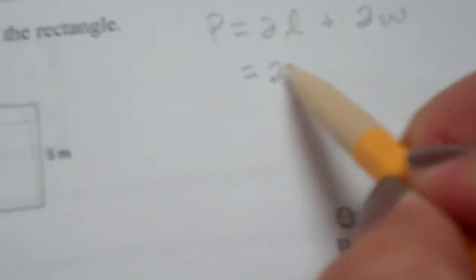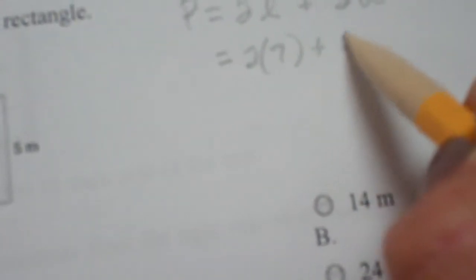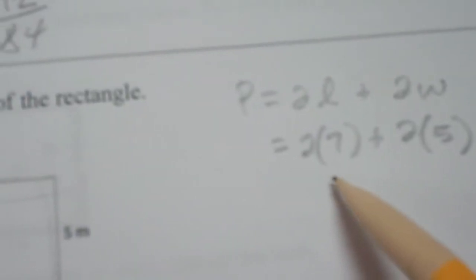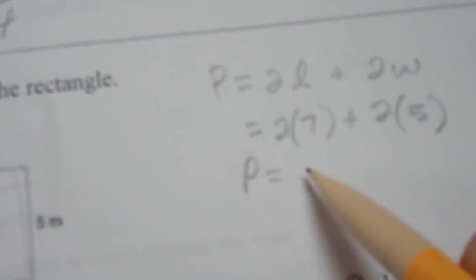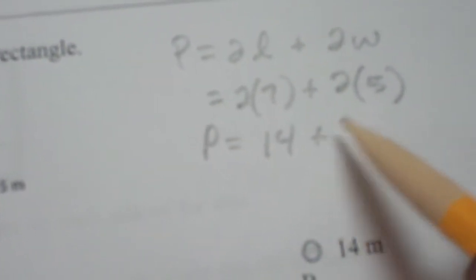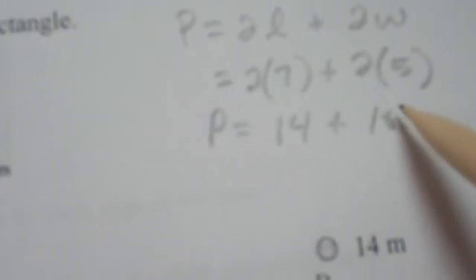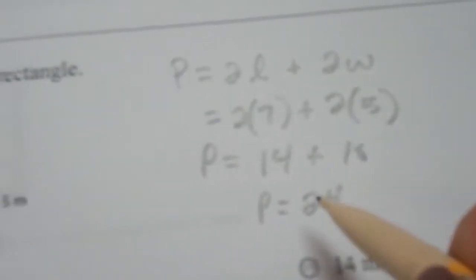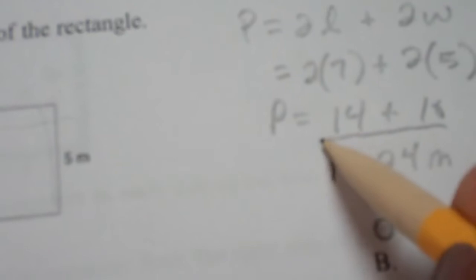So if I plug in what my length is, 2 or double 7 plus 2 times the width, or double 5, my perimeter, double 7 is 14, and double my width of 5 is 10. 10 and 14 make 24. 24 what? Meters. And that would be my perimeter. Multiple choice, let's find it. There it is, 24 meters.